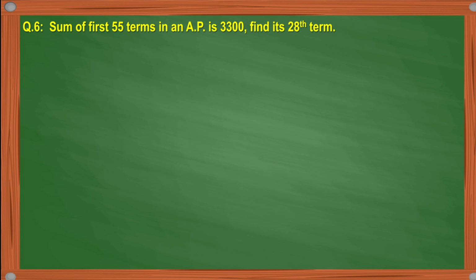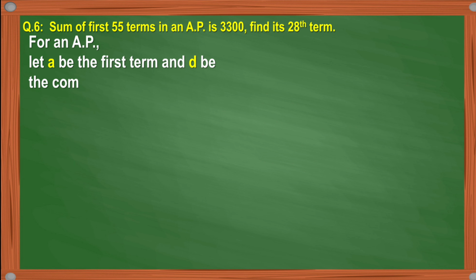We have solved till question number 5 in the first part. Now, let us see the next question, which is question number 6. Sum of first 55 terms in an AP is 3300. Find its 28th term. Means T28 you have to calculate. S55 is given. So for an AP, let a be the first term and d be the common difference.